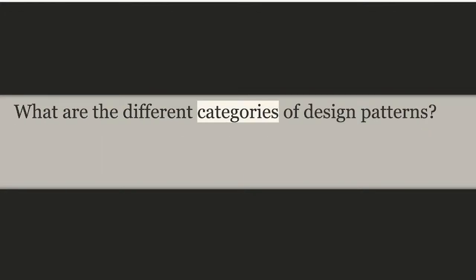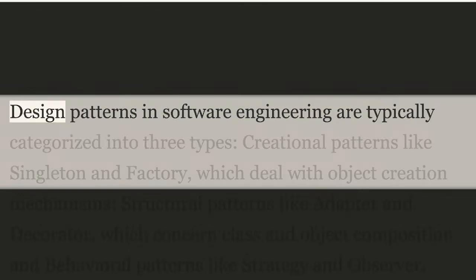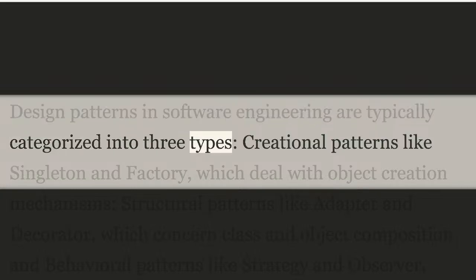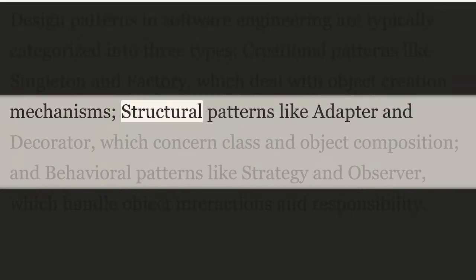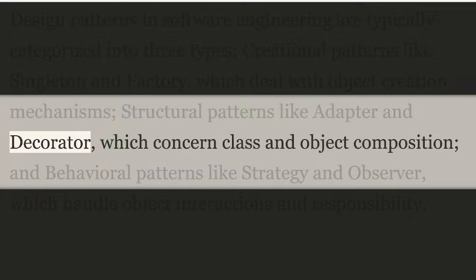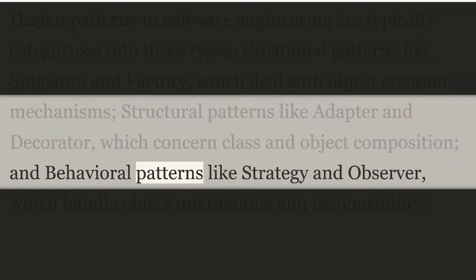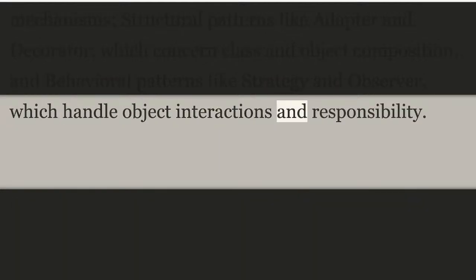What are the different categories of design patterns? Design patterns in software engineering are typically categorized into three types: creational patterns like singleton and factory, which deal with object creation mechanisms; structural patterns like adapter and decorator, which concern class and object composition; and behavioral patterns like strategy and observer, which handle object interactions and responsibility.